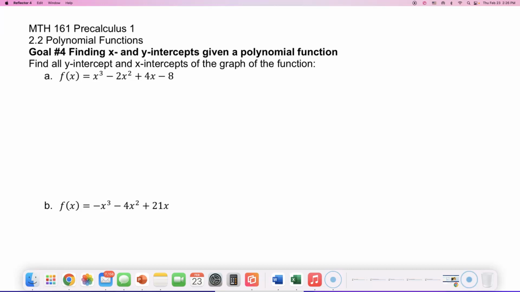This goal topic is called finding x and y intercepts given a polynomial function. So let me copy this so that I have more room to do this problem. I'll copy this to another page.